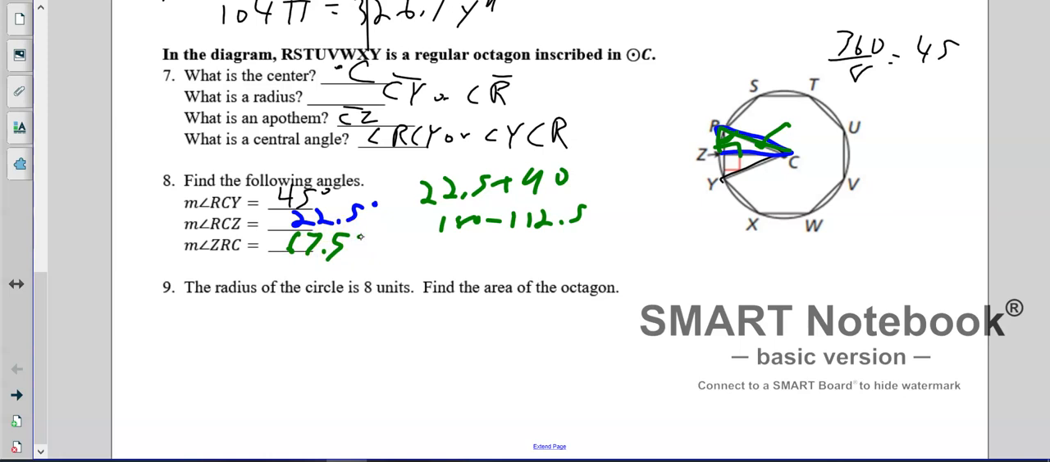Now, it tells us the radius of the circle is 8. So we have an 8 right here. Find the area of the octagon. Well, remember, area is 1/2 the apothem times the perimeter. So we have a little bit of work to do here. I'm going to clean this up. This is one of those problems that's not hard. It just takes a lot of steps. Okay? So we're going to do a little trigonometry, and like I like to do, I'm going to take this triangle out, okay, and make it a little bit bigger.